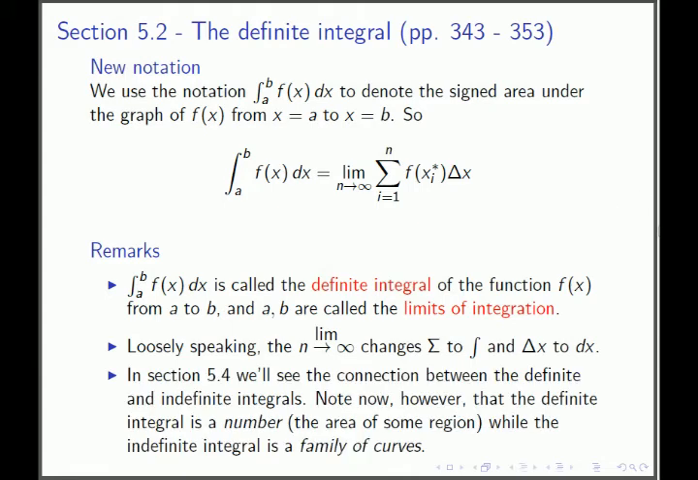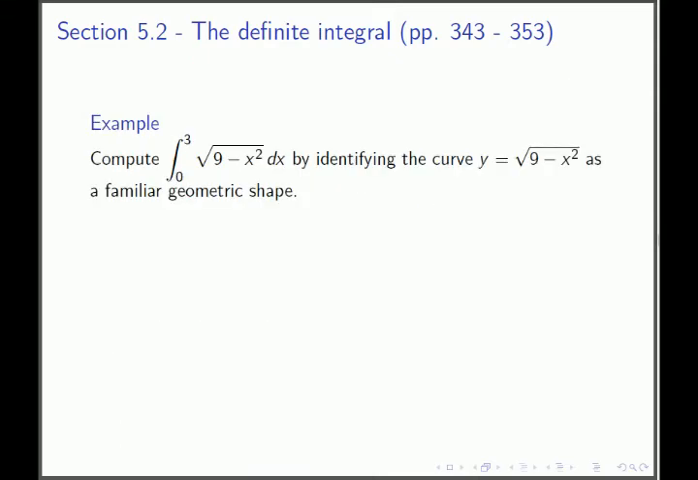Now in section 5.4 we'll see the connection between the definite and indefinite integrals, but for now at least you should understand that the definite integral is a number. It's the area, the signed area, of some region, while the indefinite integral is a family of curves, all of the antiderivatives of the function f. Okay, let's see an example of computing a definite integral.